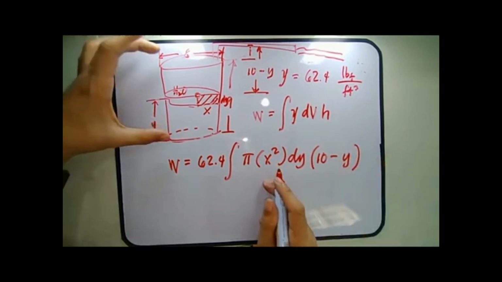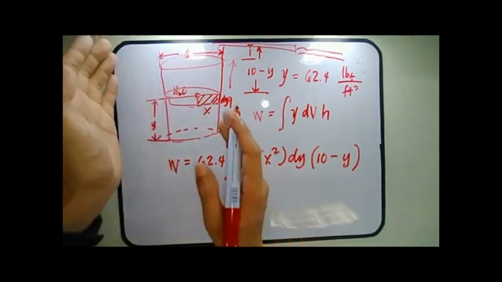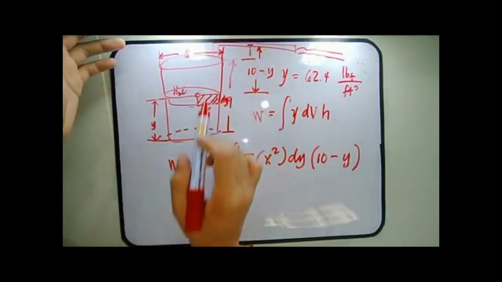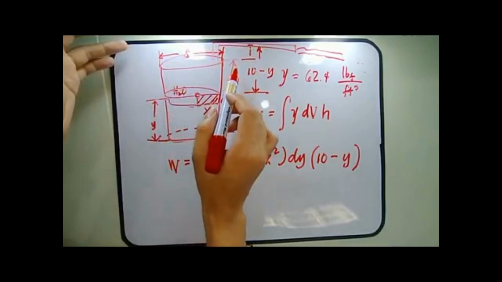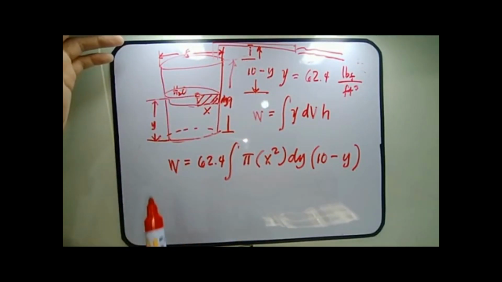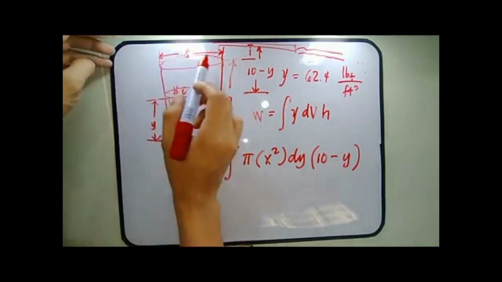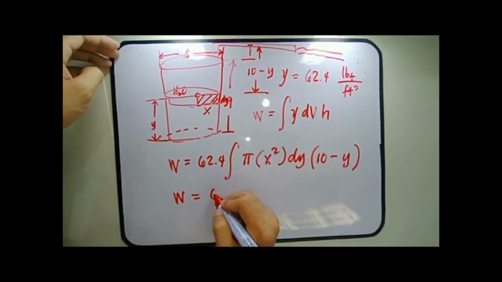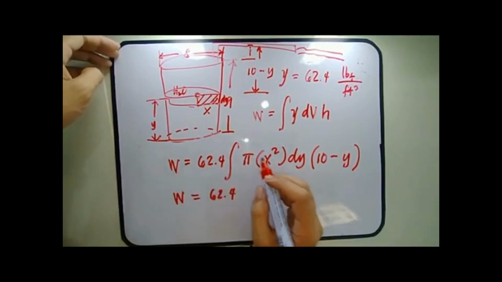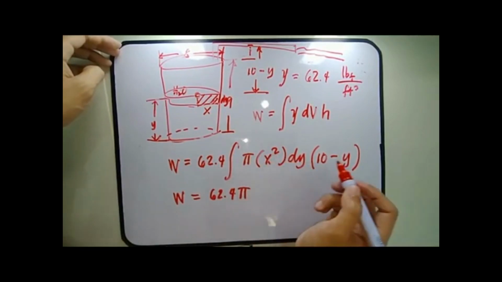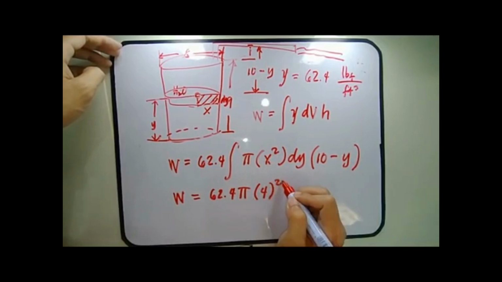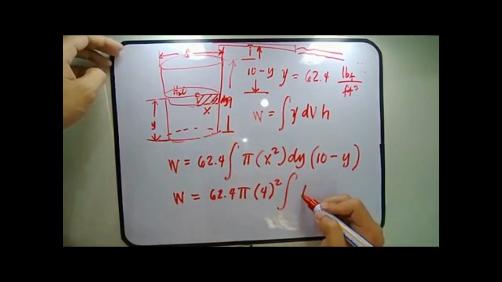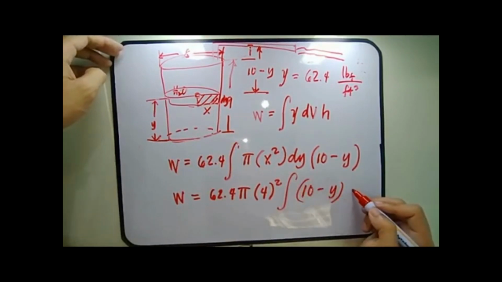In here, guys, our x, which is the radius, is constant. Since it is a cylinder, the radius is constant all throughout the height. So that is 4. The radius is 4 feet because the diameter is 8. You have here work equals 62.4, the pi we take out, then the 4 squared we also take out, since 4 is the radius and it is constant. You have here the integral of 10 minus y, differential of y.